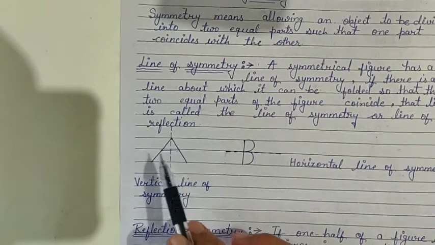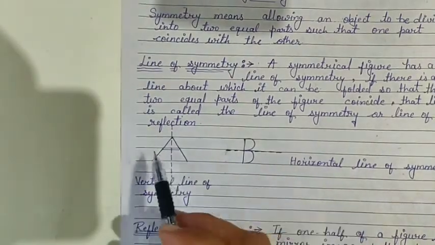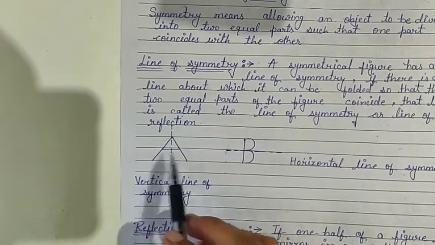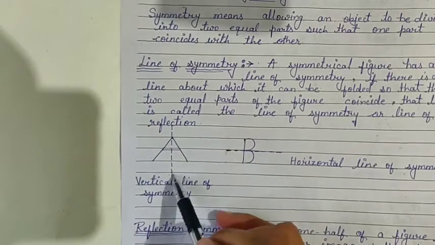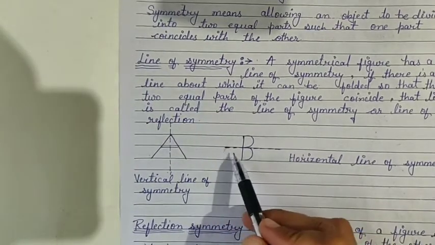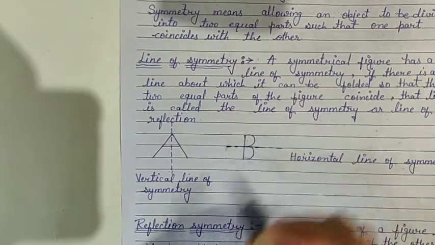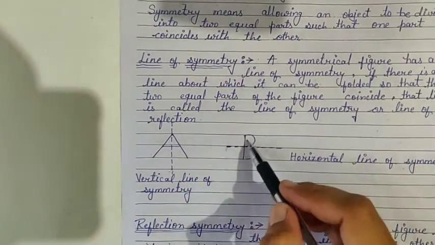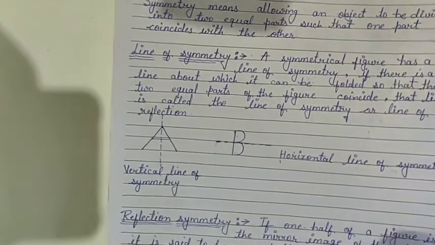This is alphabet A and this is B. So this is line of symmetry in A. This part is same as this part. So this is vertical line of symmetry, and in alphabet B this is horizontal line of symmetry. These two parts are same. So this is horizontal line of symmetry and this line is vertical line of symmetry.